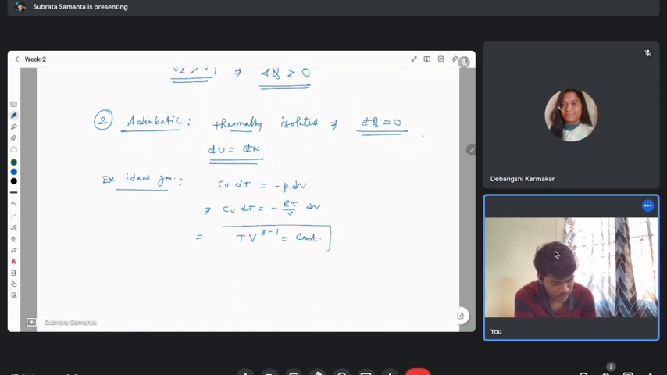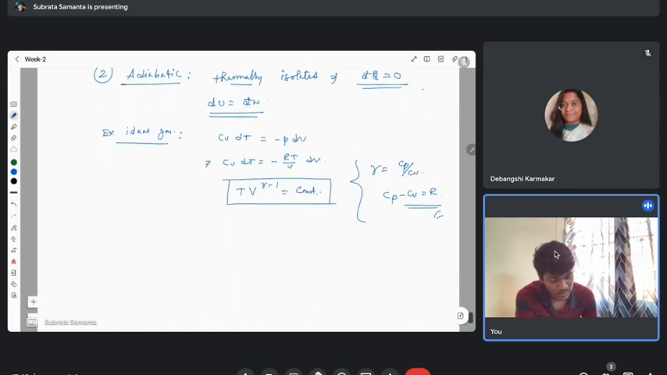Gamma is actually Cp by Cv. And for the ideal gas, Cp minus Cv, this difference is R. We calculated that, right? So once you do these things, first integrating and then changing this, you get this result.